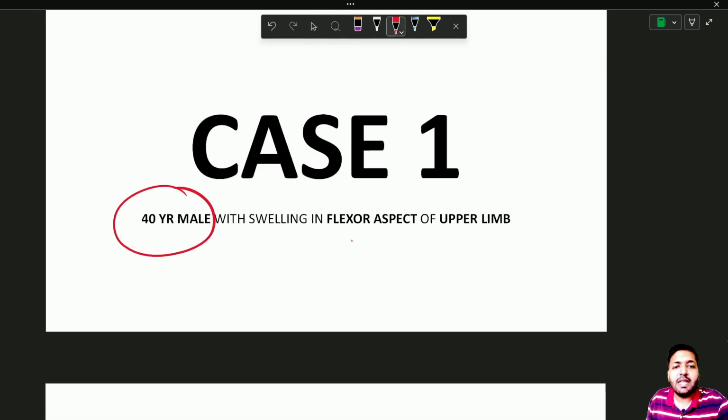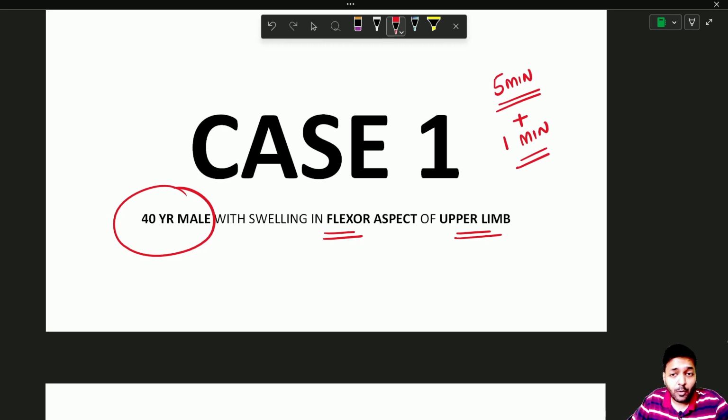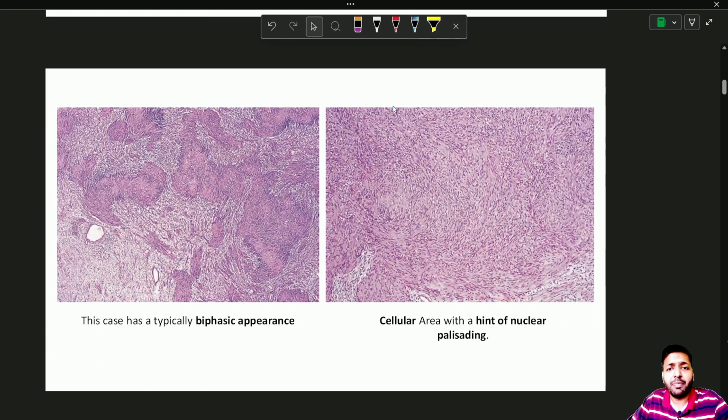Now a 40-year male is there with swelling in the flexor aspect of the upper limb. In the exams you are going to get nearly 5 minutes for slide identification, and they are adding 1 more minute for writing down the description. So let us look at the slides right now. What do you see?